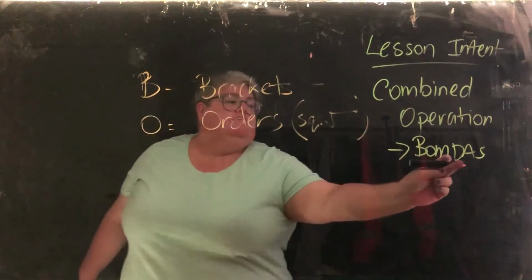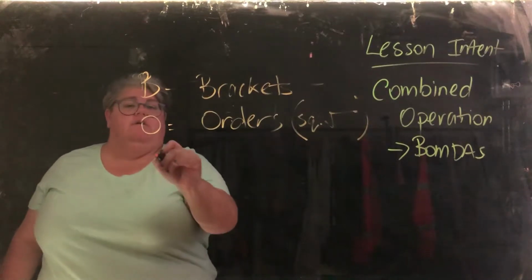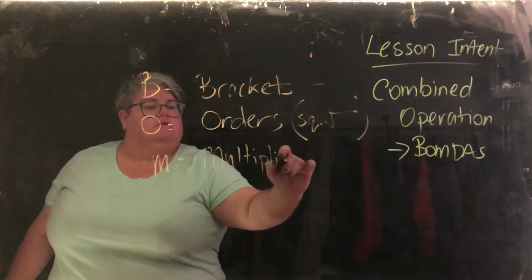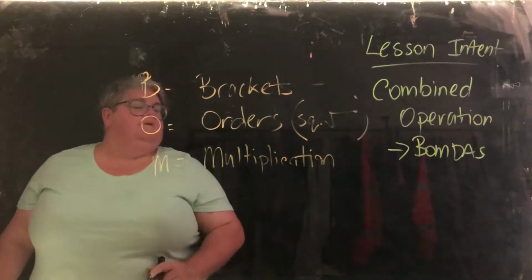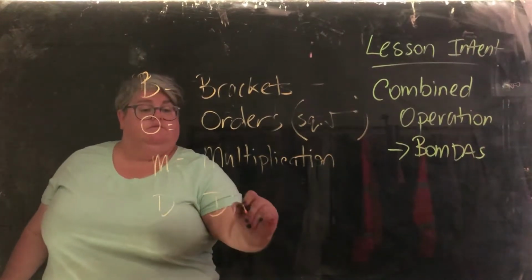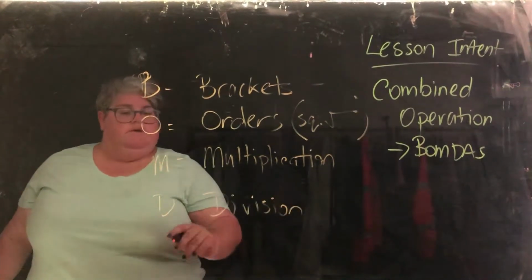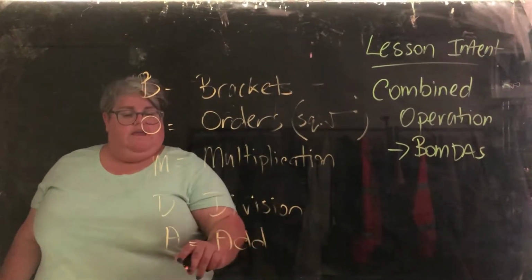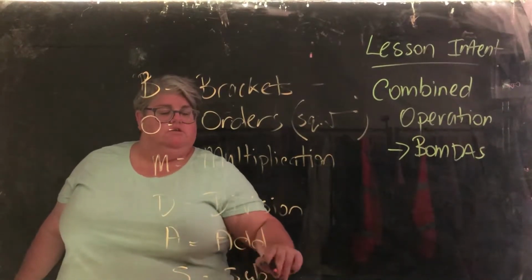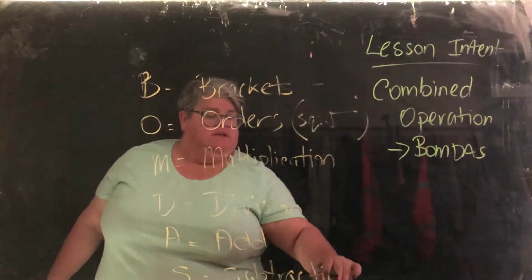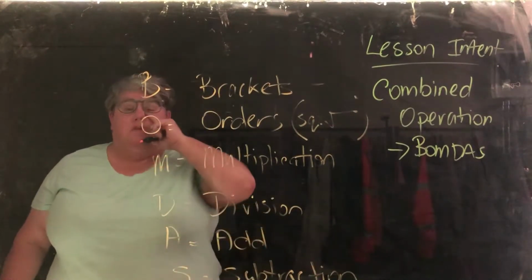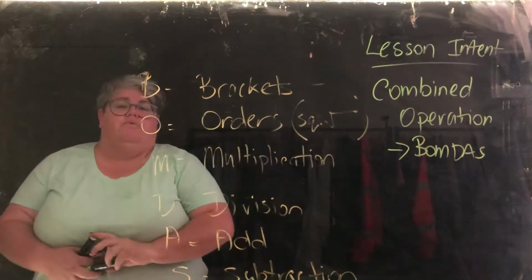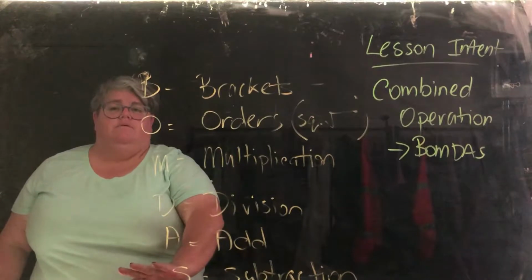We have M. Now M and D can be either one way or the other, but today I'm just going to deal with M, which is our multiplication. D is our division. A is our adding or addition. And S is for subtraction or taking away. So have this in mind. If you need to, have it written down on the side. So when we do these combined operations, you'll be able to follow each step and then get the right answer.